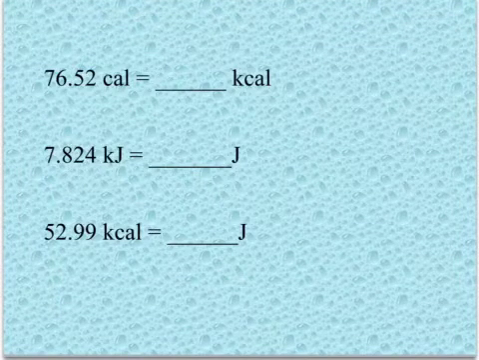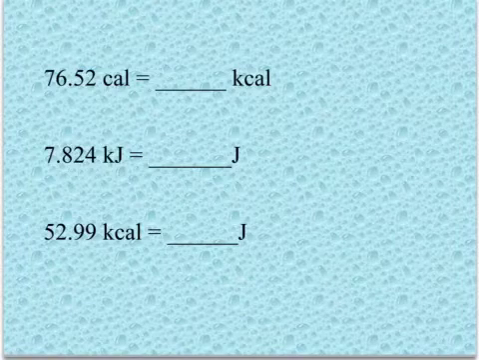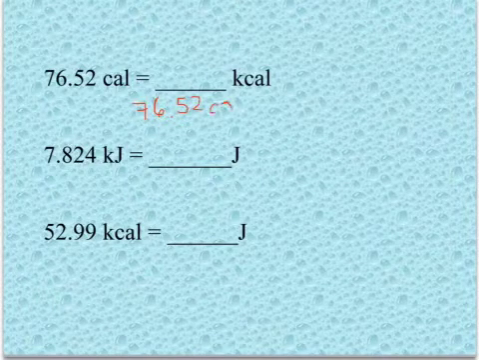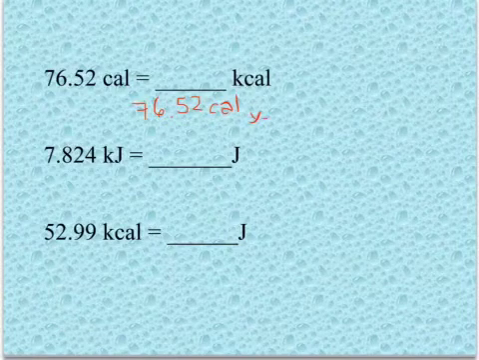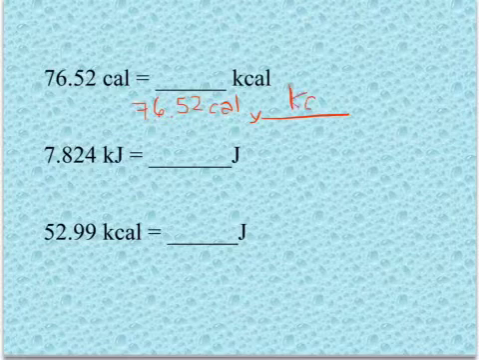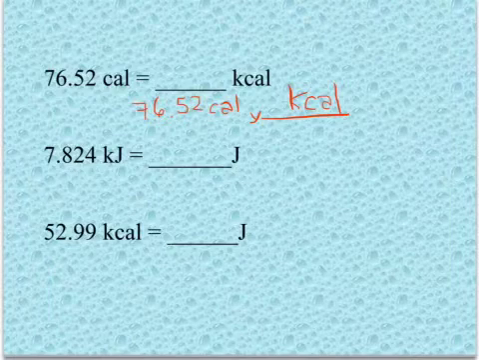So today we're going to do 3 conversions and 3 problems. Let's first do the 3 conversions. Let's convert 76.52 calories to kilocalories. So we're going to start with the number 76.52 calories. And then we need to do a conversion factor. We know a kilocalorie is bigger than a calorie. So we'll say a kilocalorie at the top, which is what we're trying to find, is equal to 1,000 calories.